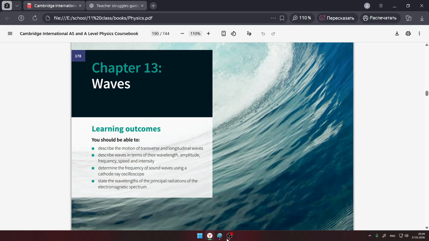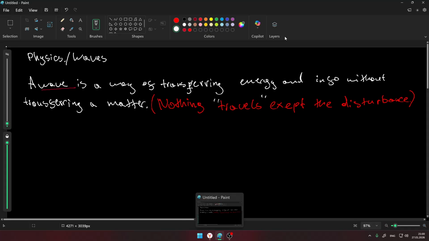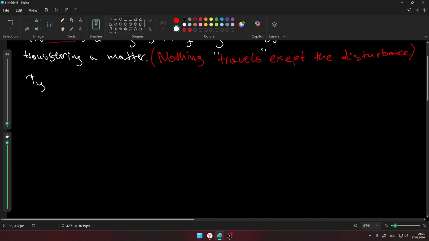So we're gonna start with, what is actually a wave? A wave is a way of transferring energy and information without transferring matter. Nothing travels except the disturbance. Now let's look at types of waves actually. So there are two main types of waves actually. Let me write it down here. Two types.